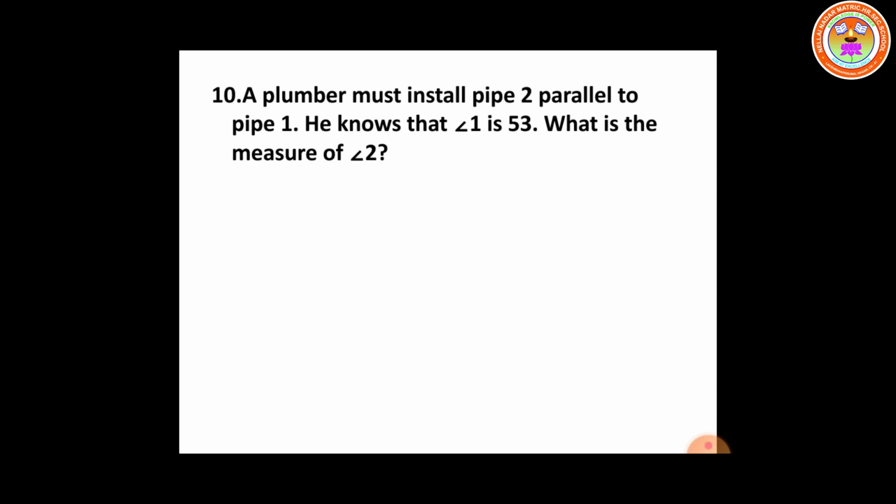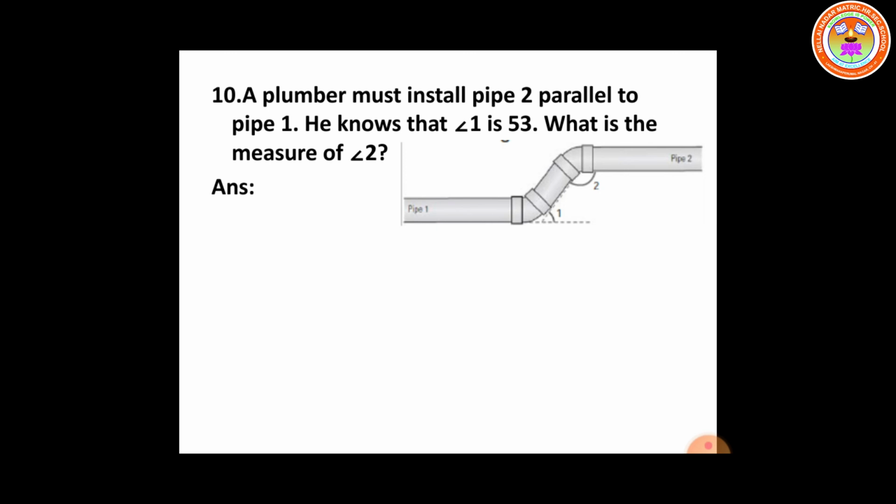Then tenth one, a plumber must install pipe 2 parallel to pipe 1. He knows that angle 1 is 53. What is the measure of angle 2? You have to see the figure, pipe 1 and pipe 2. Angle 1 is 53, angle 2 is what? That is how to write that one.